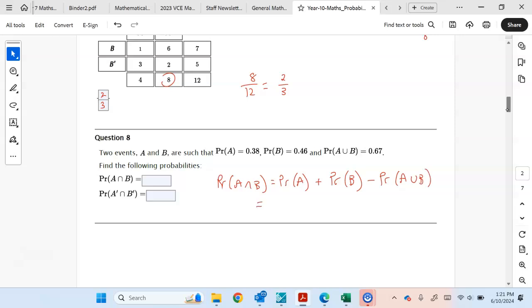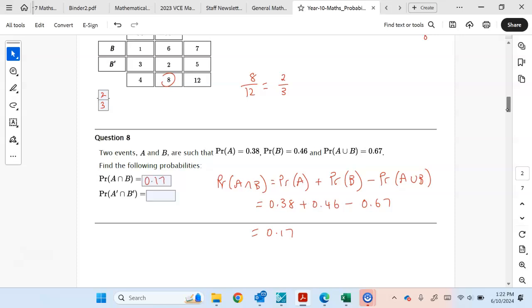All right, so we've got the probability of A is 0.38, the probability of B is 0.46, and A or B is 0.67. I'm just going to do that on my calculator because I'm very tired. I'm not functioning too well today. So we've got 0.38 plus 0.46 minus 0.67, which is 0.17.